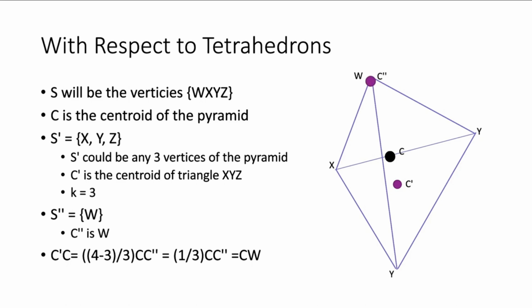And if we follow the same formulas we used for the triangle, C double prime C will be equal to 1/4 of C prime W, or the median.